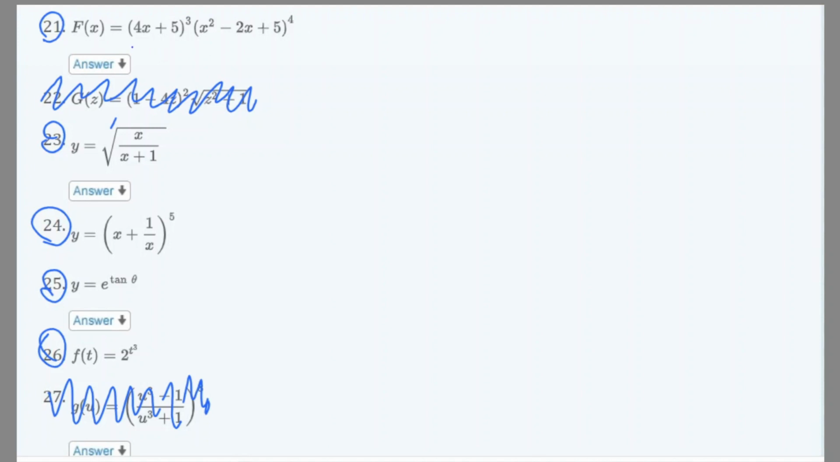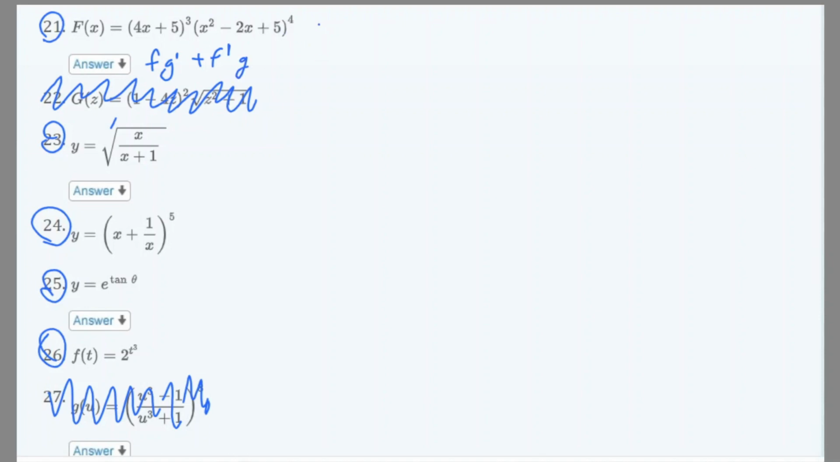So number 21 is f of x equals (4x plus 5) to the power of 3 times (x squared minus 2x plus 5) to the power of 4. So in order to find the derivative, overall, we have to use the product rule and then the chain rule for the individual functions here. So if you remember, the product rule is f times g prime plus f prime times g.